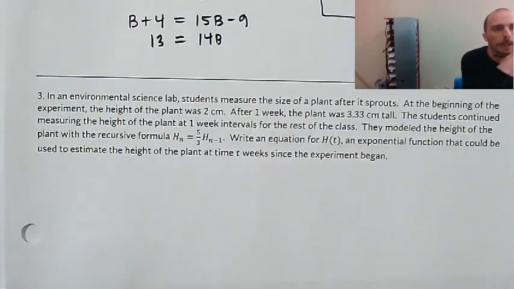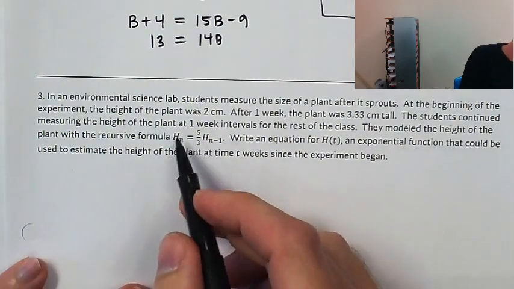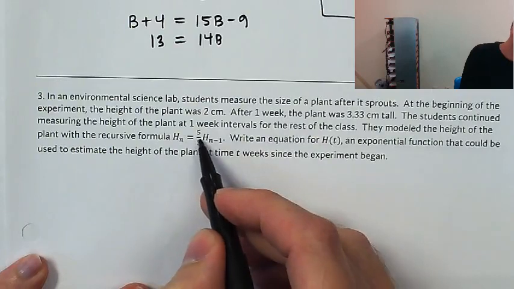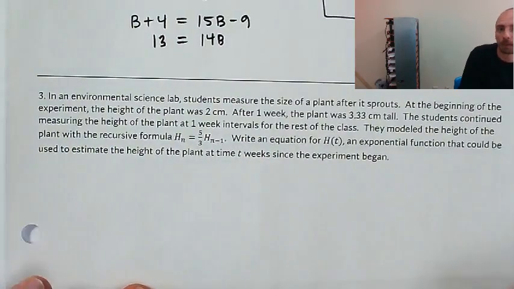All right. Now, in an environmental science lab, students measure the size of a plant after it sprouts. At the beginning of the experiment, the height of the plant was 2 centimeters. At 1 week, the plant was 3.33 centimeters tall. Students continued measuring the height of the plant at 1 week intervals for the rest of the class. They modeled the height of the plant with the recursive formula h_n equals 5/3 of h_(n-1). So the height at each week is 5/3 of the height at the week before, is what we're saying.